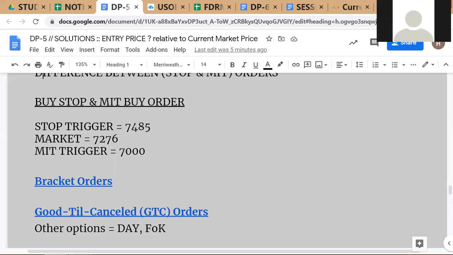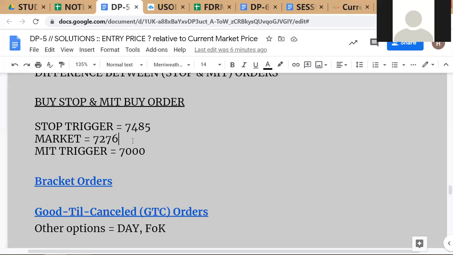In the case of a stop, if the current market is 72.76, we're talking about buy stop and buy MIT, buy orders. We're talking about buy orders for the sake of the example. Notice the market currently is at 72.76, and the stop trigger will be at 74.85. So notice that it is above the market, because it's a buy stop.